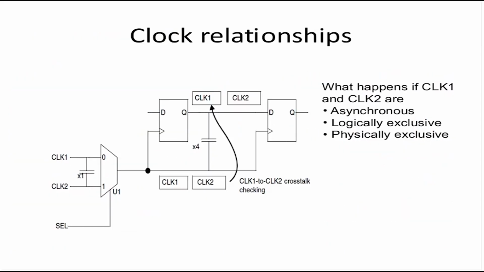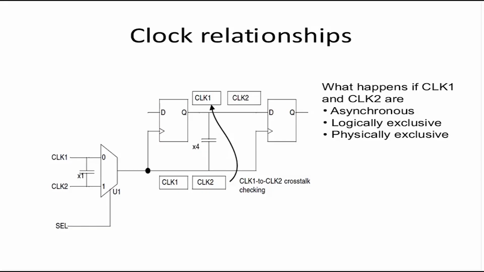Now let's talk about clock relationships. We talked about timing windows. We saw how noise and crosstalk analysis is affected by timing windows. We saw a few examples where there is more than one aggressor. Now the timing windows depend a lot on clocks. In fact, if you have multiple clocks, then your clock relationships will affect your timing windows.